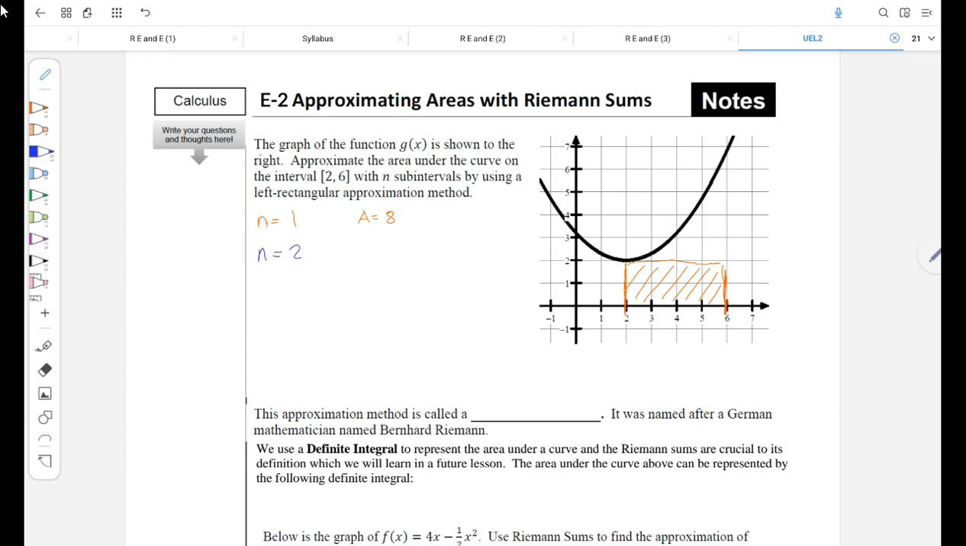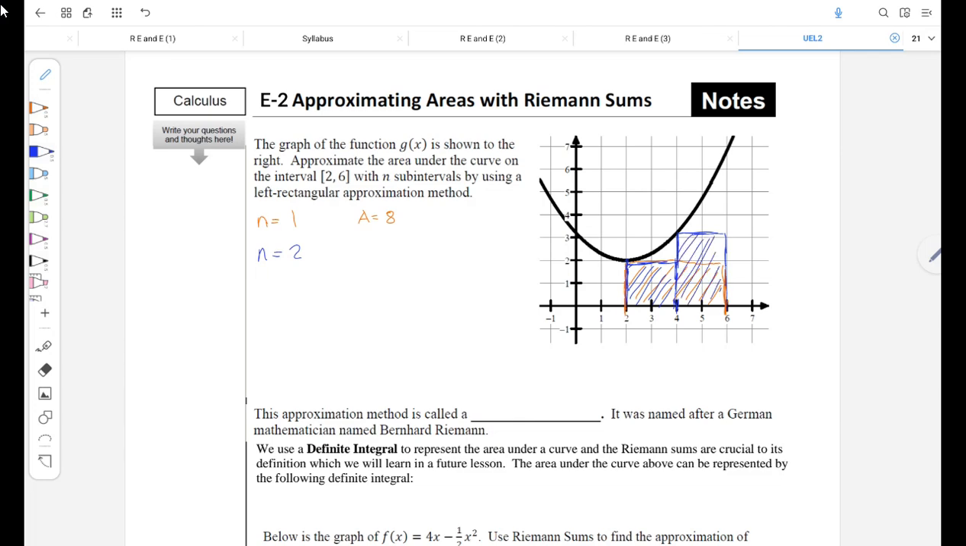A left approximation is going to start on the left. Since I'm trying to draw 2 rectangles, I'm going to break my interval in half, and I'm only going to draw that rectangle over to 4. And then I'll draw a second rectangle, but now at 4, I'm going to go a little bit higher. We'll have to do a little estimation here, but that's fine.